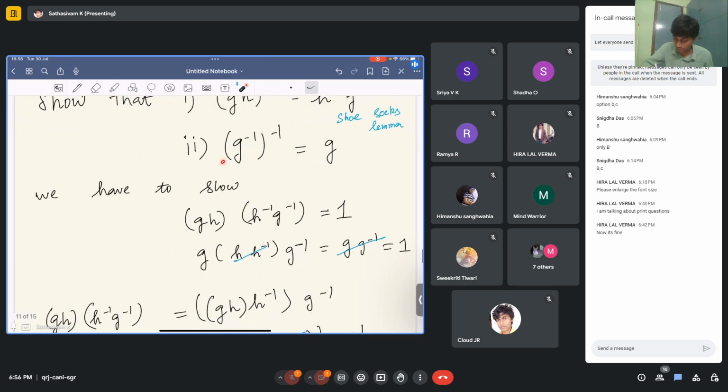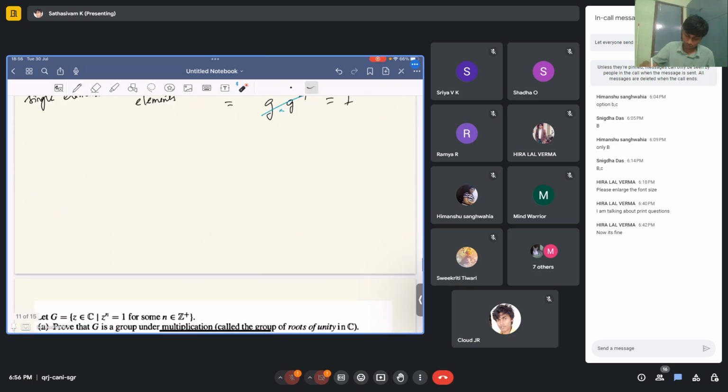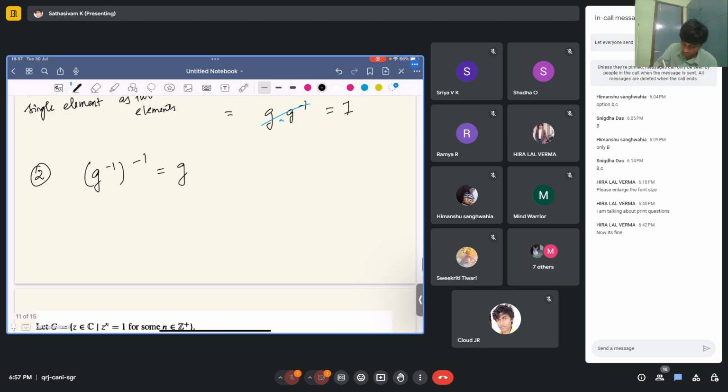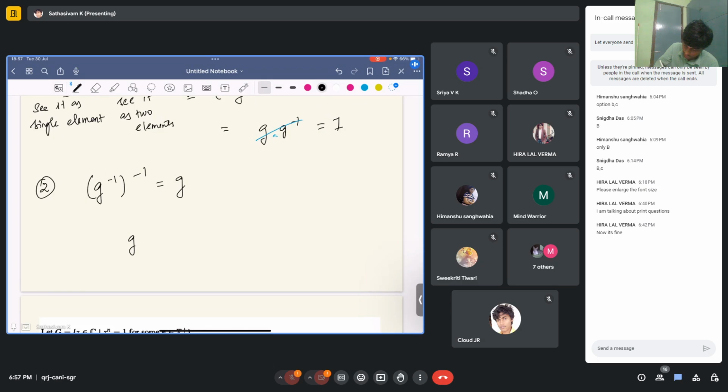Okay, let's do the second one. It says G inverse inverse is G. So these are all exercises in the lecture. It says G inverse inverse is nothing but G. If you invert twice, you will end up getting the same G. Okay, how do you do that? So basically what you have to prove is G.